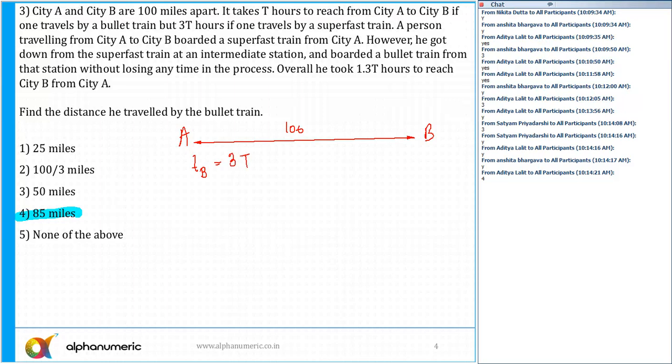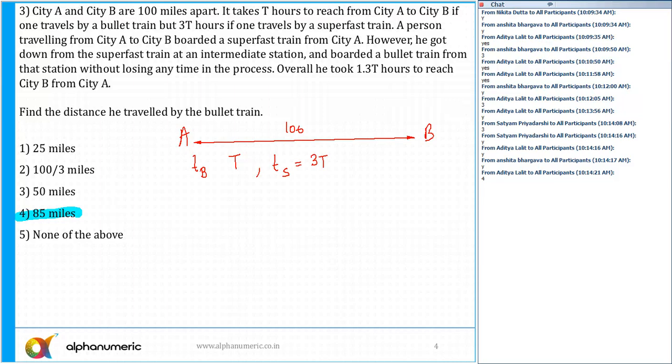Sorry, time taken by a bullet train is only equal to T. So let me write it down here, T. And the time taken by the super fast train is equal to 3T. A person traveling from city A to city B boarded a super fast train from city A. However, he got down. So this person has traveled a certain part with a super fast train.